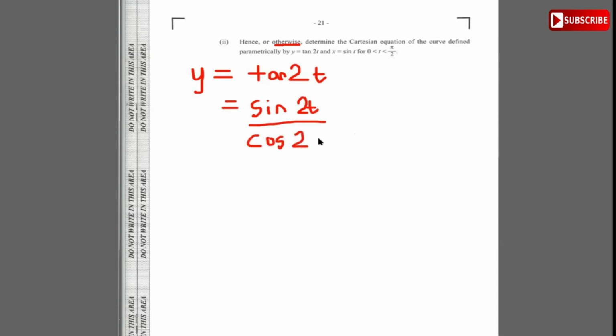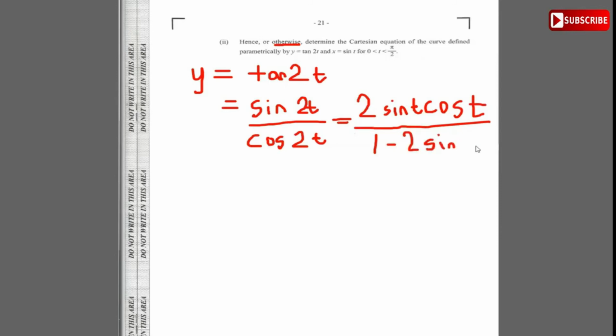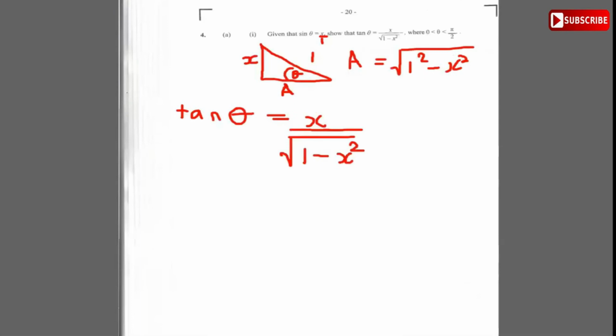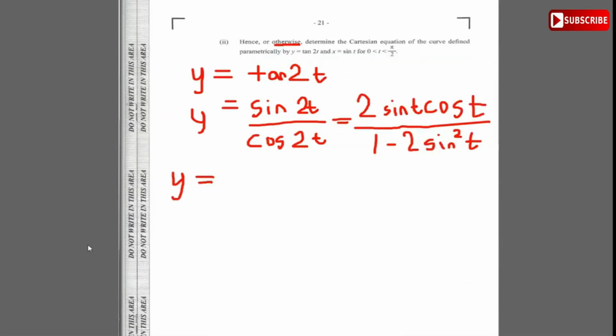So sine 2t over cos 2t. And then I know that sine 2t is 2 sine t cos t. So this is sine 2t, 2 sine t times the cosine of t. And then I know that cos 2t is 1 minus 2 sine squared t. That's cos 2t, 1 minus 2 sine squared t. And this is y. And so all I have to do now is substitute for sine t and cos t. So y is equal to, substituting for sine t, I'm going to think of t as theta. So sine t is x. So it's going to be 2 times x.